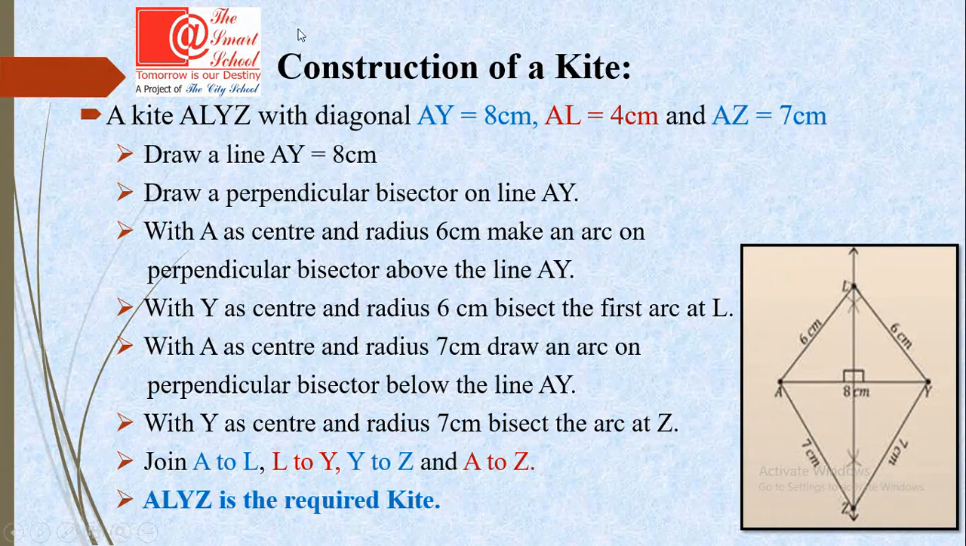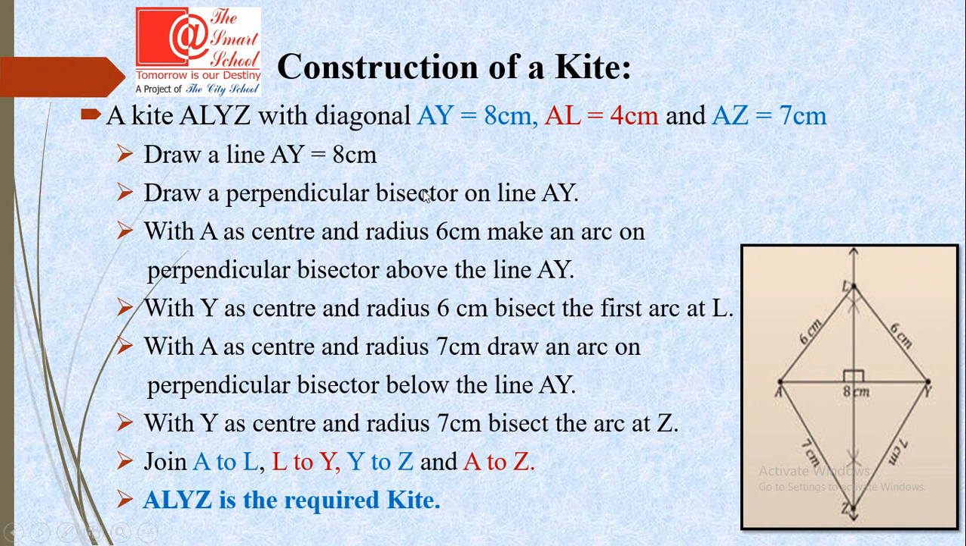Now construction of a kite. A kite ALYZ with diagonal AY is equal to 8 centimeter, AL is equal to 4 centimeter, and AZ is equal to 7 centimeter. You know that if AL is 4 centimeter, so LY will also be 4 centimeter. If AZ is 7 centimeter, so YZ will also be 7 centimeter. Now draw a line AY 8 centimeter, which is diagonal.